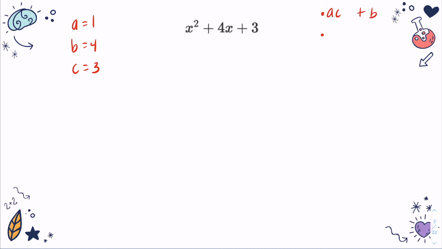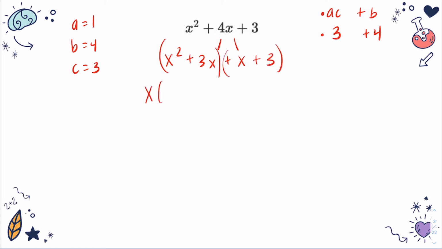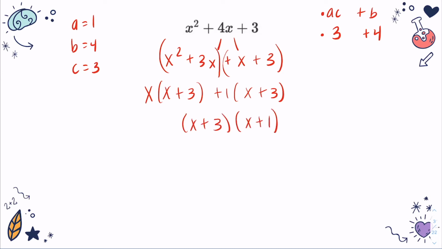So our two numbers that multiply to give us 3 and add to give us 4 are just 3 and 1. So we split 4x to be 3x plus x. And then we can factor by grouping. And then factor out that GCF. And we're left with our answer, the product of our factors x plus 3 and x plus 1.